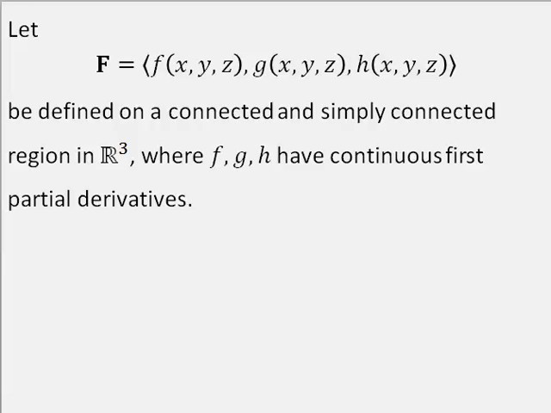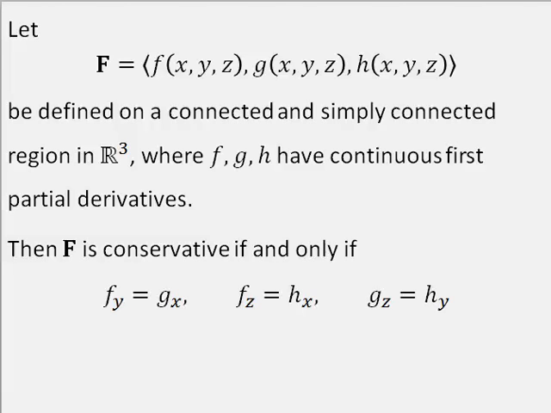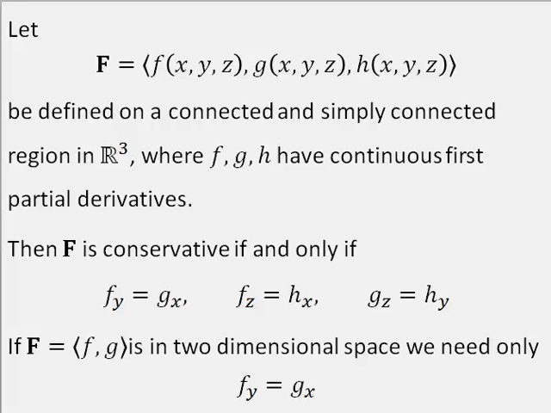Let f be defined on a connected and simply connected region in 3-dimensional space, where f, g, and h have continuous first partial derivatives. Then f is conservative if and only if these partials are equal. If f is in 2-dimensional space, we only need to check one equality, that f partial y equals g partial x.